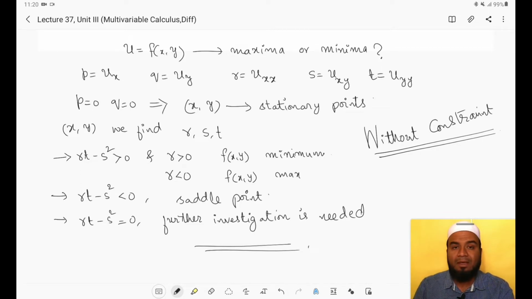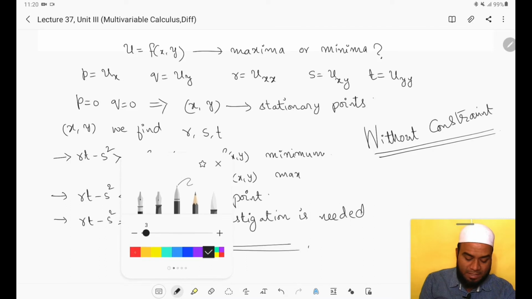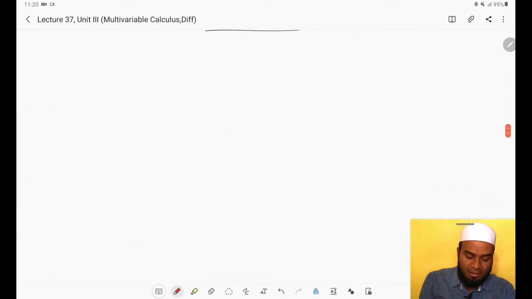Now we are going to see maxima and minima with constraint, right? Or it is also called as constrained maxima or minima. So let us put the side heading for today's topic, that is constrained maxima and minima.